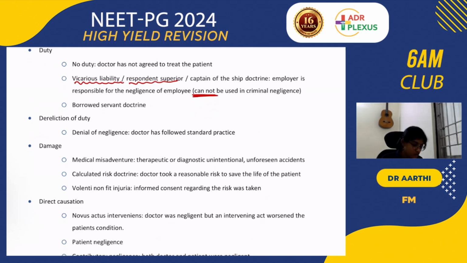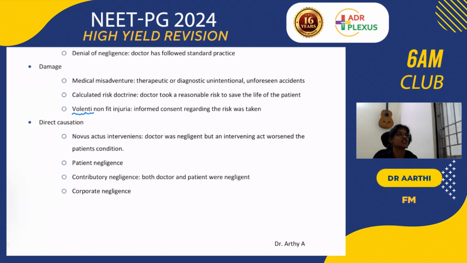Volenti non fit injuria. Voluntary means they have given consent. I have told them everything, and I did it for the benefit of the patient. Even if you have told everything, you should have done it for the benefit of the patient. That becomes important. Then you have direct causation, where you use the words novus actus interveniens.